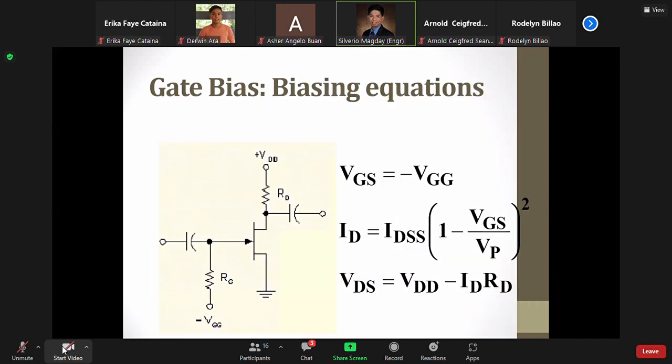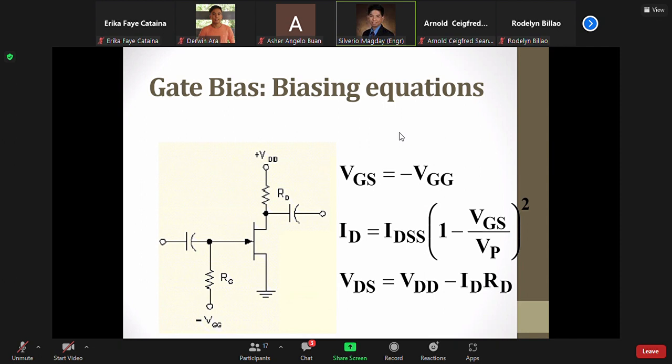For a gate bias, so equations, your VGS, your gate to source, is actually equal to your negative VGG. Out solving sa IG. So ID, simple Shockley equation lang. Tapos konti na lang yung mga KVL natin na ginagawa. Drain to source naman, VDD minus your VDS, tapos minus your IDRD. Kaya VDS, which is yung parang katumbas ng VCE kanina, is VDD minus your IDRD.